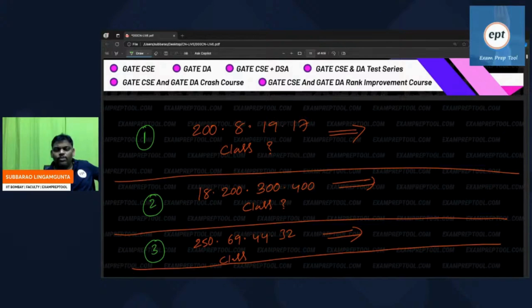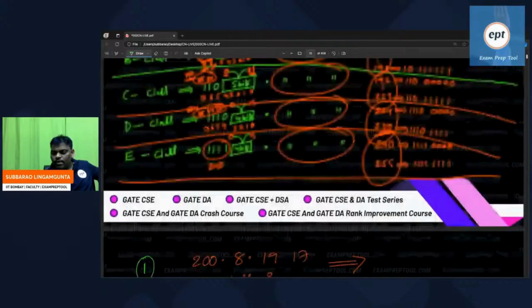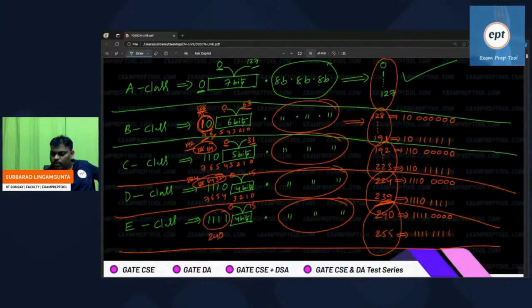First problem belongs to which class? Second one is which class? Third one is which class? Can anyone help me? Someone is saying the first one is class C. Can you go there? First one, see this one.